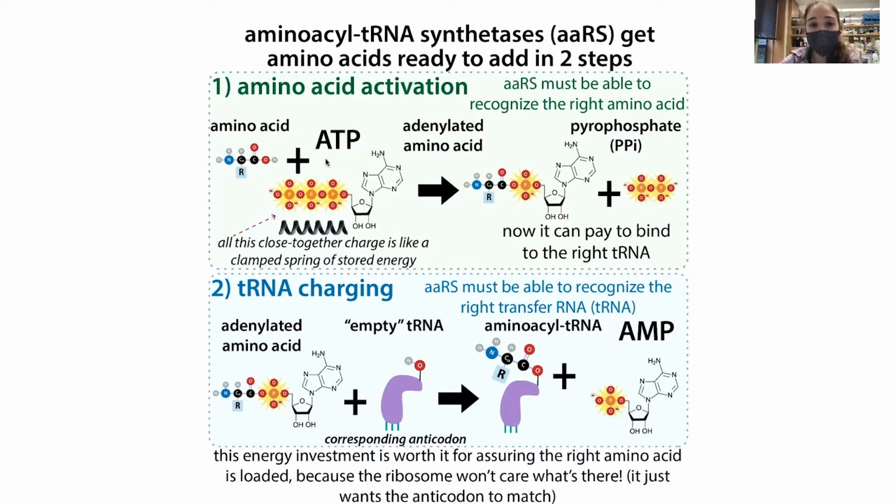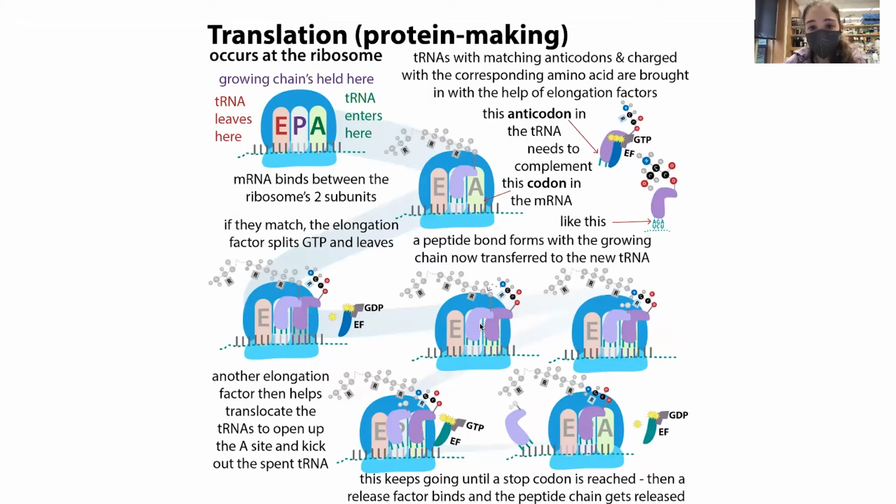And so how this is done is that you need this AARS to be able to recognize the right amino acid and the right transfer RNA. What's going to happen is that the amino acid is going to be adenylated with ATP, so it's going to have this adenosine phosphate group added on. Then this makes it vulnerable to attack by this tRNA, which is going to get you this aminoacyl tRNA product and AMP.